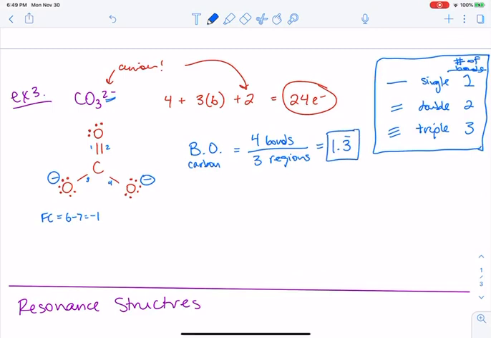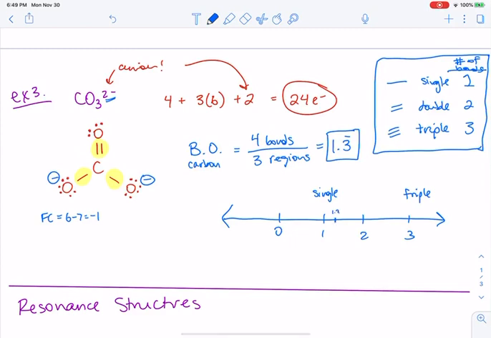Now, what does that mean? It means that these bonds in between the carbon and the oxygen, this bond, and this bond, they're not quite single bonds. They're a little bit bigger than single bonds, right? Think about a number line. You've got 0, 1, 2, 3. This is a single bond, double bond, triple bond. So 1.3 is going to be somewhere in here. It's not quite a single bond, but it's also not quite a double bond. Well, how can that be?